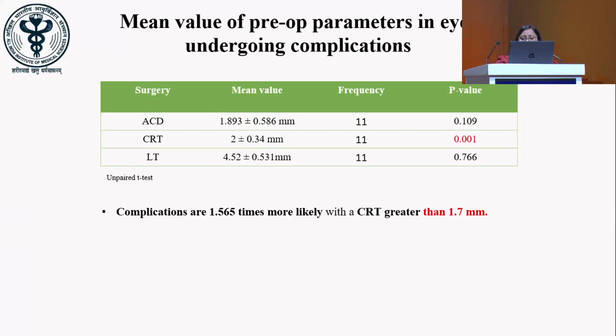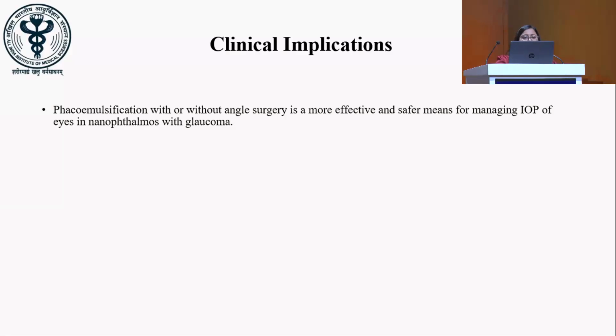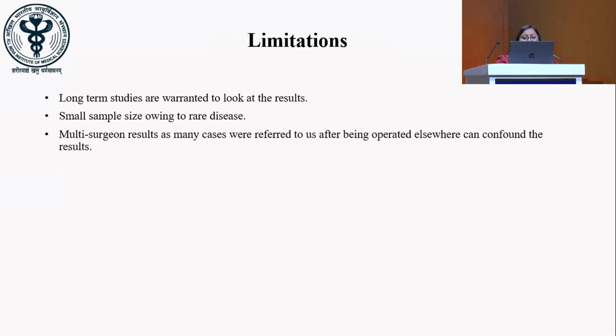We also found out that eyes with a chorioretinal thickness greater than 1.7 mm were associated with complications 1.5 times more than those with normal CRT thickness. So we conclude that phacoemulsification with or without angle surgery is a more effective and safer means for managing IOP in eyes of these patients. Long-term studies are warranted to look for the results.